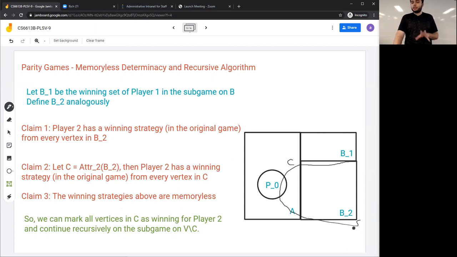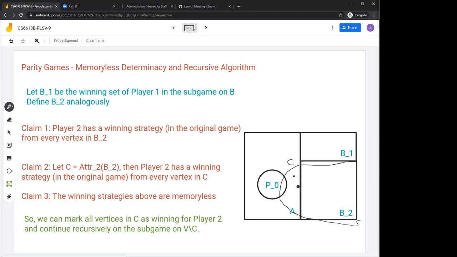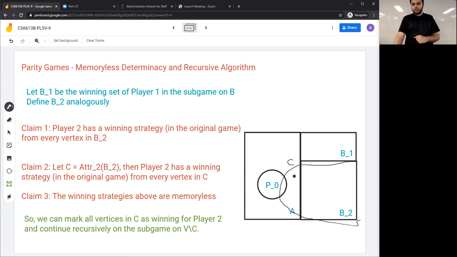And note that he has a memoryless strategy. Why? Because, well, if you are in a vertex of C that is also in B2, you just play the memoryless strategy that you had in the subgame. And if you're somewhere here, in the reachability lecture, we saw that you have a memoryless strategy that forces the game into B2. So you first use that and then again use your subgame strategy. It's memoryless anyway.